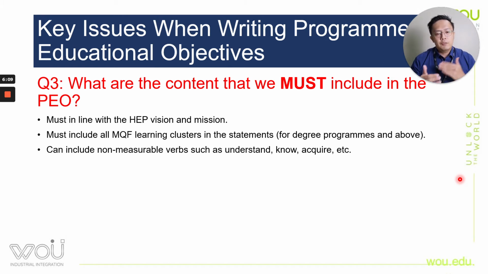So for PO, you might be asking, can I use non-measurable verbs such as understand, know, acquire? Maybe you have some basic knowledge about OBE, so you will know that keywords like understand, know, acquire are no longer allowed in an outcome statement. However, for a program education objective, you are okay to use non-measurable verbs such as understand, know, and acquire. Okay, so I emphasize again, in a program education objective, you are okay to use those non-measurable verbs.